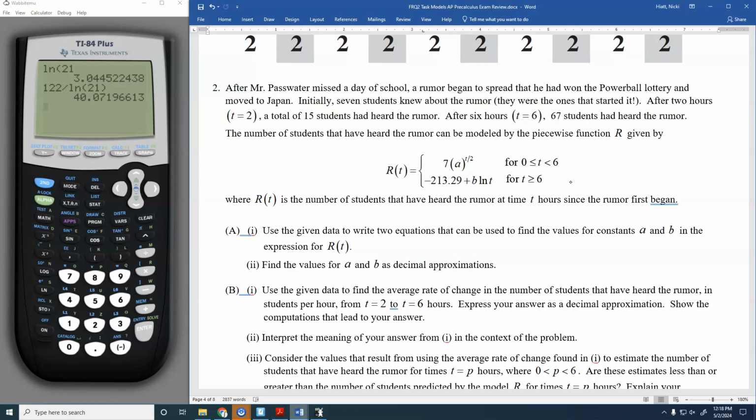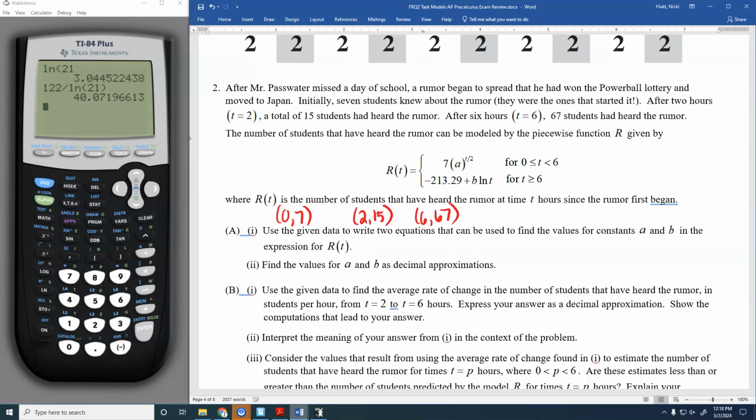Now, they actually give you 3 points. They give you 2, 15, and they give you 6, 67. What other point do they give you? They give you 0, 7. Now, that makes me think I could write 3 equations, right? But it only asks for 2. Whenever you see something like this, probably one of those equations is going to be useless. So let's just write all 3 of them, and then one of them is going to be useless, and we're going to mark it out because it doesn't help us at all.